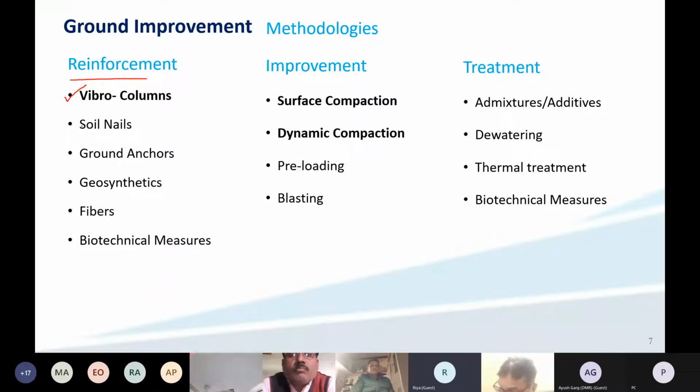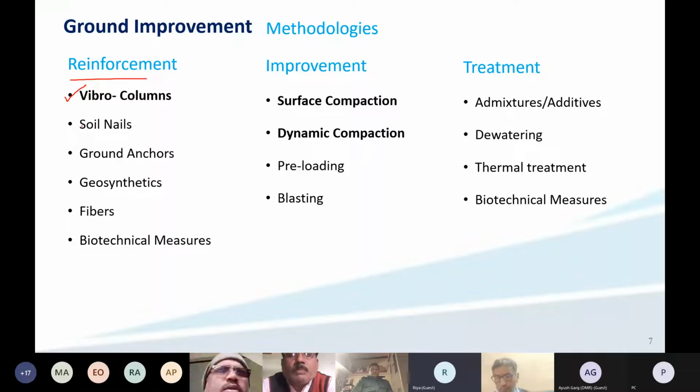Geosynthetics are reinforcement measures. Adding fibers to your soil to increase the tensile strength of your material, to reduce the permeability of your material, that's a reinforcing ground improvement methodology. Biotechnical measures, like you are planting specific grasses, specific shrubs, which have longer root reach, longer root length, to stop the erosion, to stop the gully erosion or any kind of piping. So those are biotechnical measures. In our discussion today, we'll mainly look into the Vibro columns.